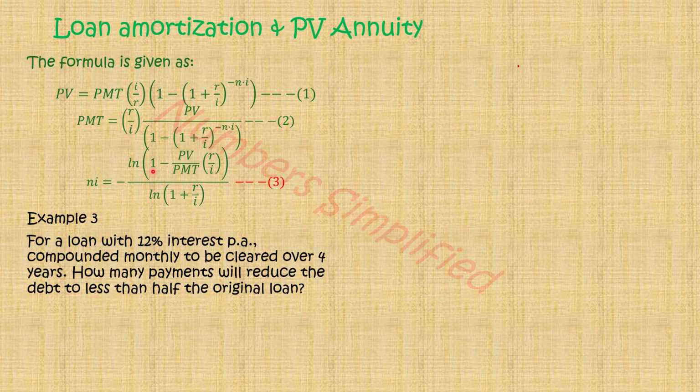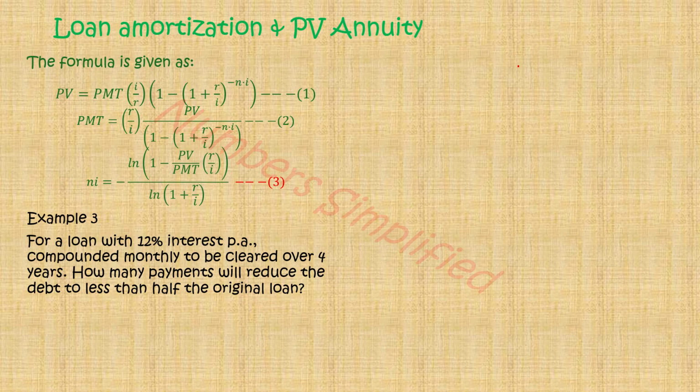Taking a look at example 3. For a loan with 12% interest per annum, compounded monthly, to be cleared over 4 years, how many payments will reduce the debt to less than half the original loan?